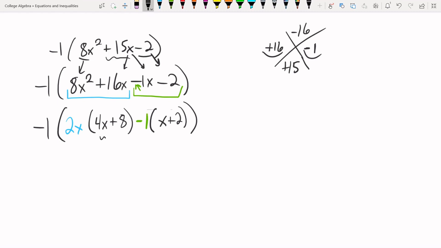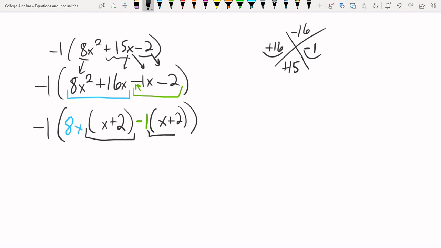I didn't take out the greatest common factor here. This actually can be taken out further. I should have taken out an 8x in the blue. That was the greatest common factor, not the 2. Let me redo that. If I take an 8x out of 8x squared, I just get x. If I take out an 8x out of 16x, I get a 2. And now you see what I was going for.